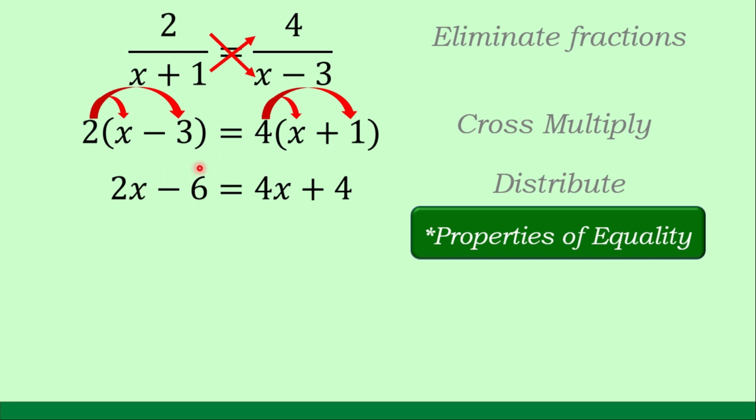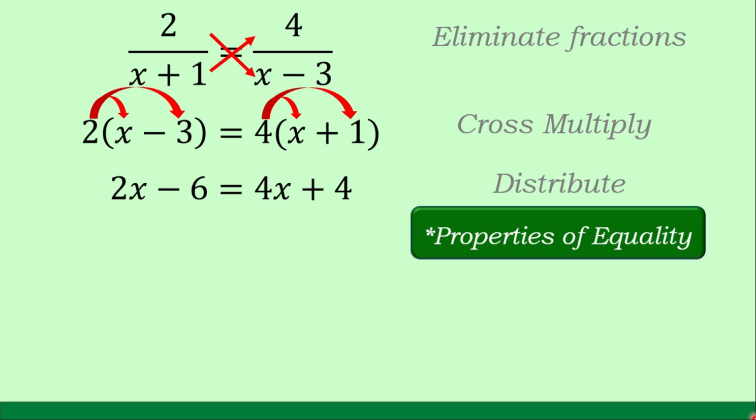We still have negative 6 here on the left side. We need to transfer that on the right side. But we cannot easily transfer variables in an equation. We need to follow properties of equality. So for this, let's start with 4x. Let's eliminate that from the right side and transfer it to the left side.